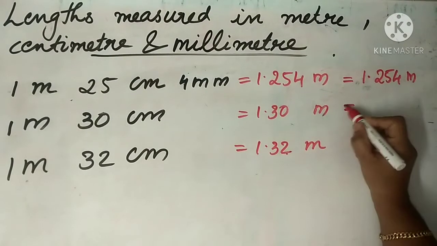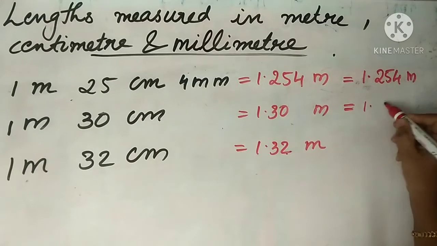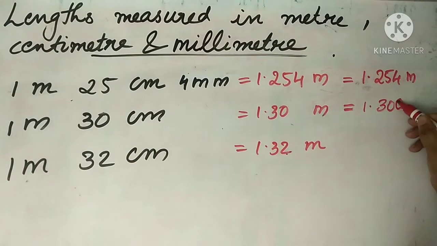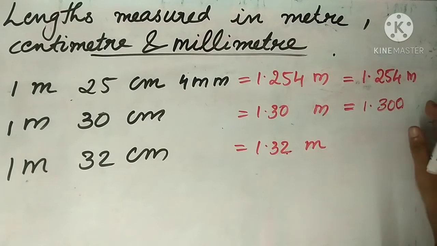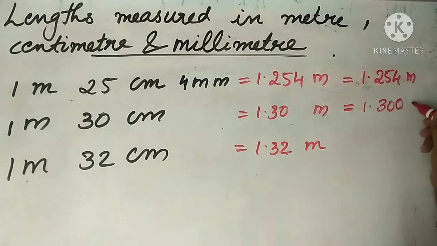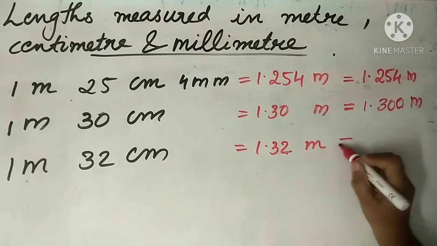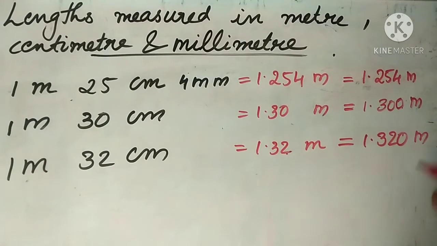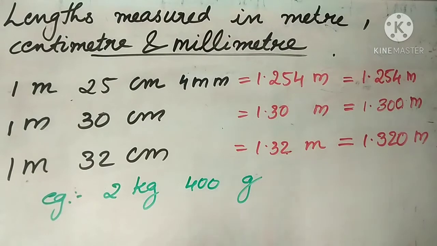1.254 meter is equal to 1.30. To make it as 3 number, we can put a 0 at the end because it doesn't make any change in the value. Meter, this is equal to 1.320 meter. Another example, 2 kilogram 400 gram.